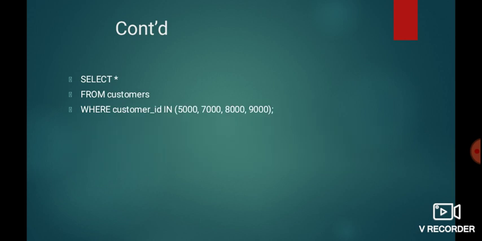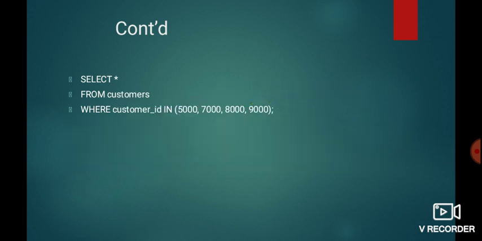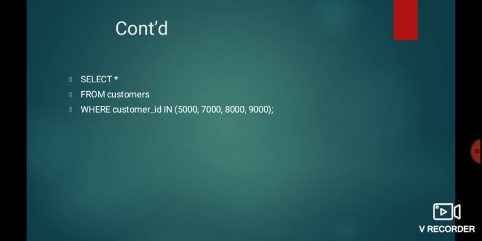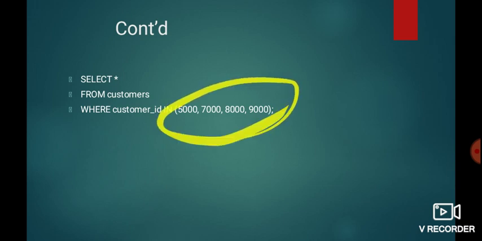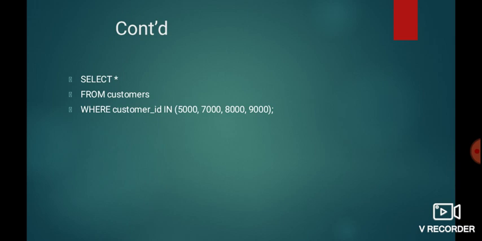You can also take character or string values, and then you have to write them within quotes like this. If you are taking integer values, then you can write like this also: where customer ID in these values. These are integer values, you can write like this.